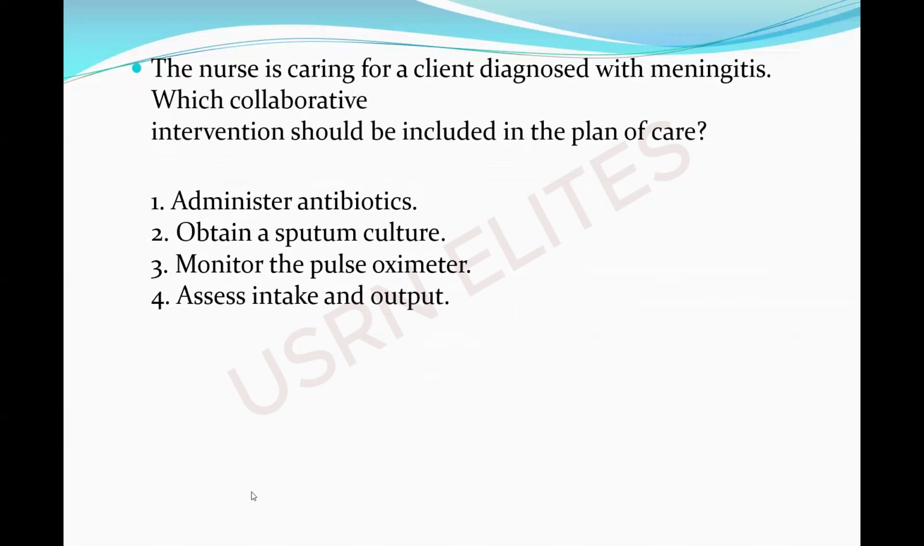Okay, this is our last question. Someone should take it for us. The nurse is caring for a client diagnosed with meningitis. Which collaborative intervention should be included in the plan of care? 1. Administer antibiotics. 2. Obtain a sputum culture. 3. Monitor the pulse oximeter. 4. Assess intake and output.